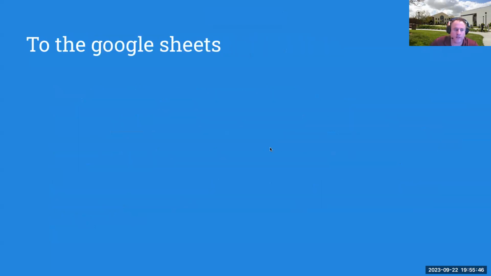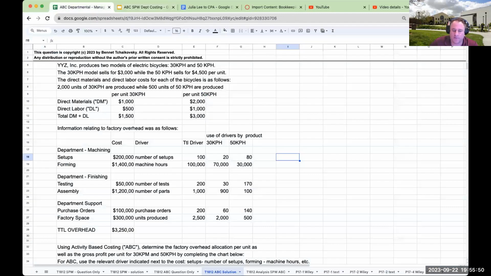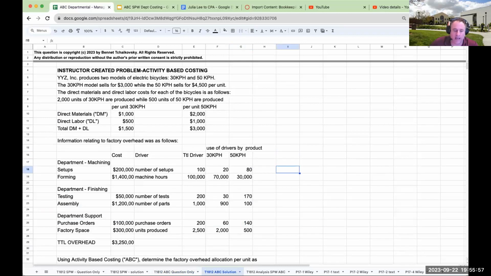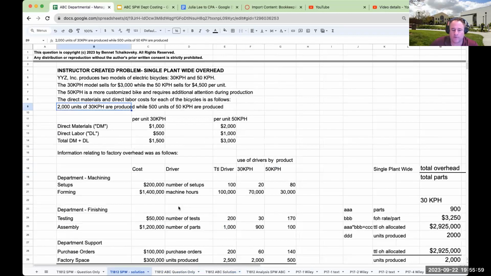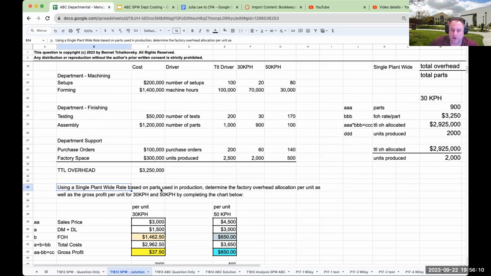So let's go over here to the Google Sheets and take a look at our question that's coming up for activity-based costing. This is the exact same question we had in the first question we did. The only difference between these two is the method which we're going to use to allocate overhead. In single plant-wide for this particular question, we did overhead based on the number of parts.